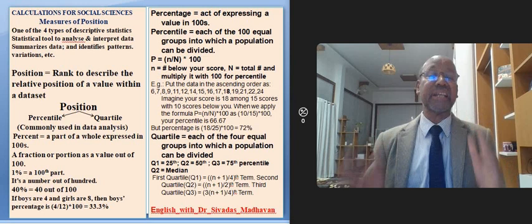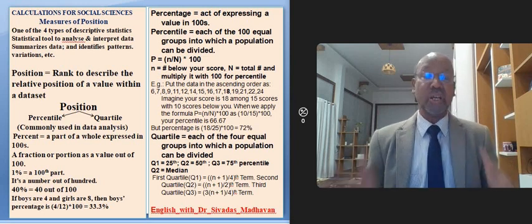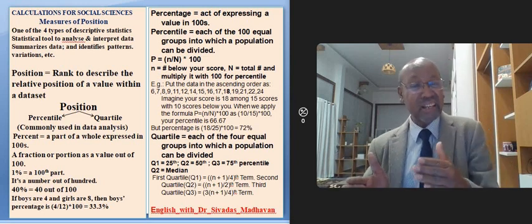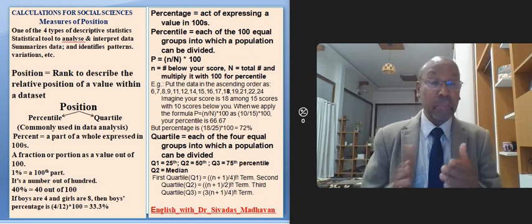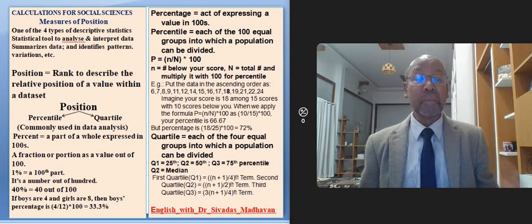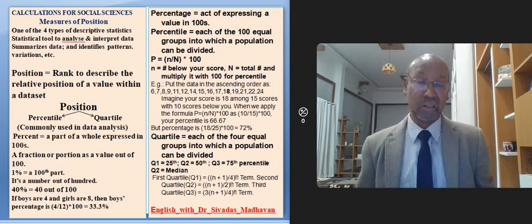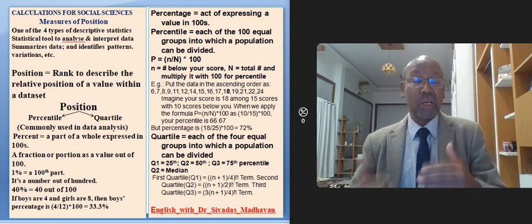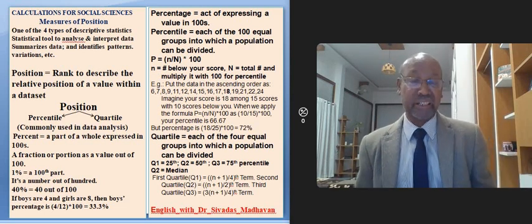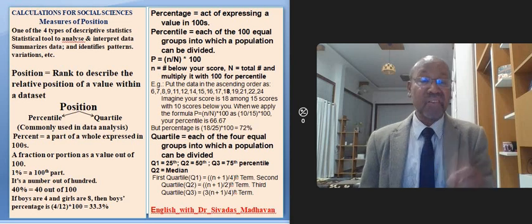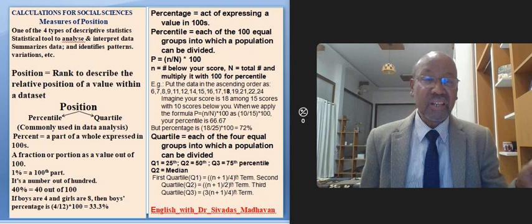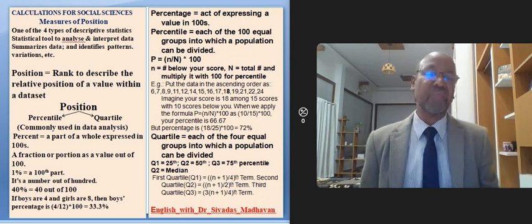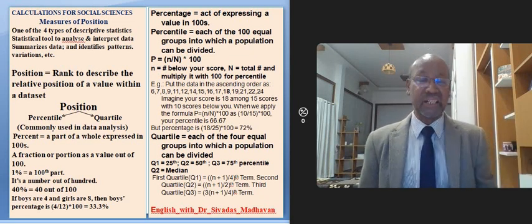Below 18, there are 10 students. You are the 11th one. So 10 is the lowercase n, divided by uppercase N. Uppercase N means the total number of students or total number of data sets. There are 15 students, so there are 15 data points. So 10 divided by 15 times 100 equals 66.67. So that is the percentile.